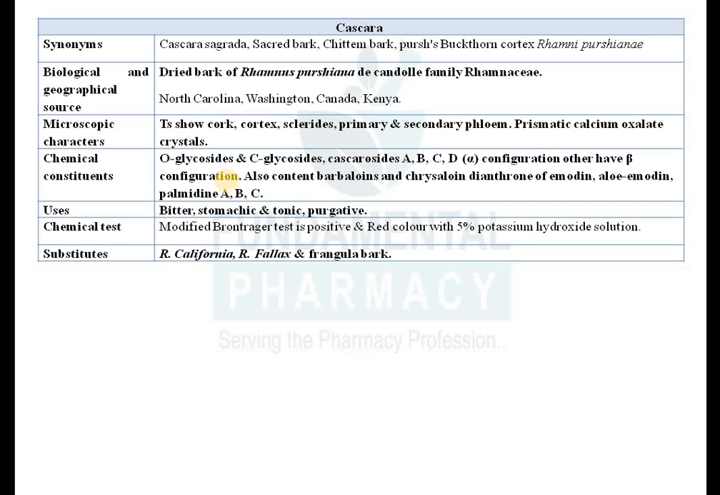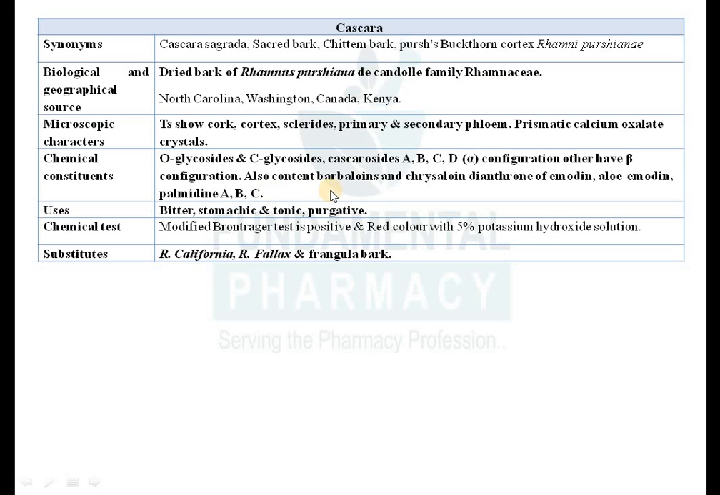This cascara consists of two glycosides, O glycoside as well as C glycosides. It is known as the cascarosides. Cascarosides A, B, C, D. Cascaroside D is having alpha configuration. Rest of the cascarosides having beta configuration.